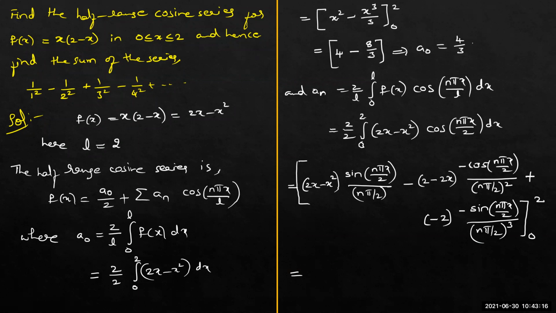Look at those terms carefully. We have the sine function in both the first term as well as the last term. Look at those two functions carefully. When you substitute the upper limit x equals 2, it becomes sine n pi, and its value is 0. So we can ignore this term for the upper limit. Even for the lower limit, when you take x equals 0, it becomes simply sine 0.